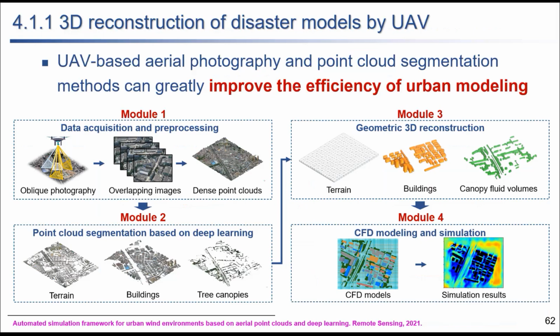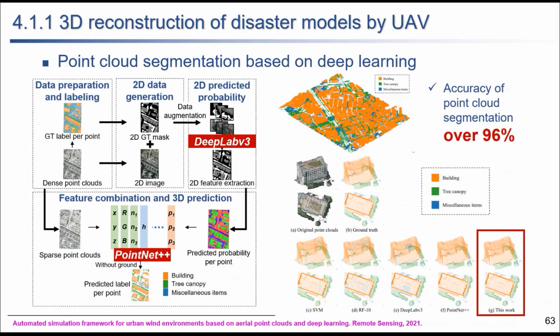So we use this new technology, combining DeepLab V3 and PointNet++. DeepLab V3 is good for 2D problems because they have the color information. And PointNet++ is good for 3D problems because they have the 3D coordinates. So we combine them so we can identify the buildings and the trees with very high accuracy. So we can set up the city model within minutes, including trees, roads, and buildings.